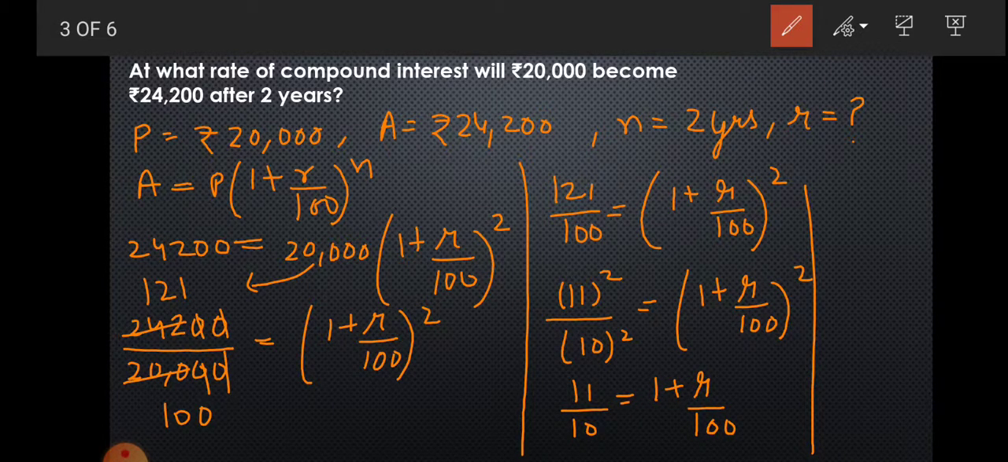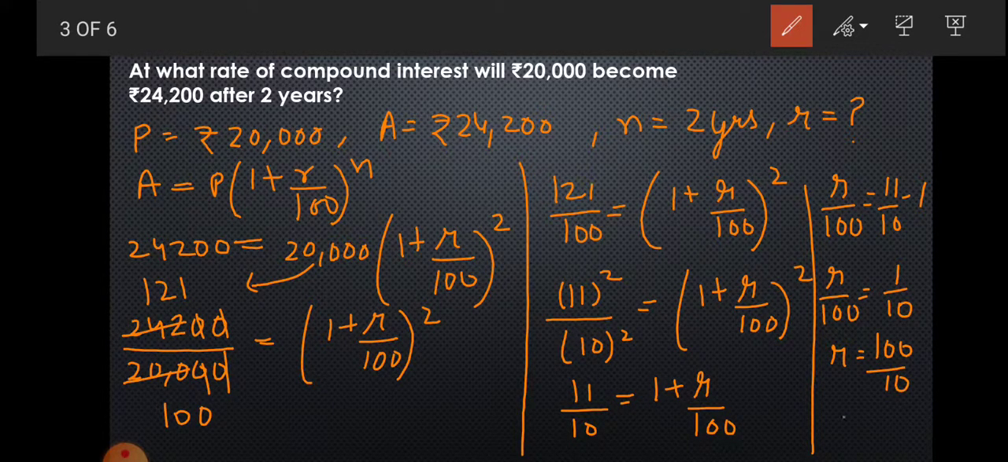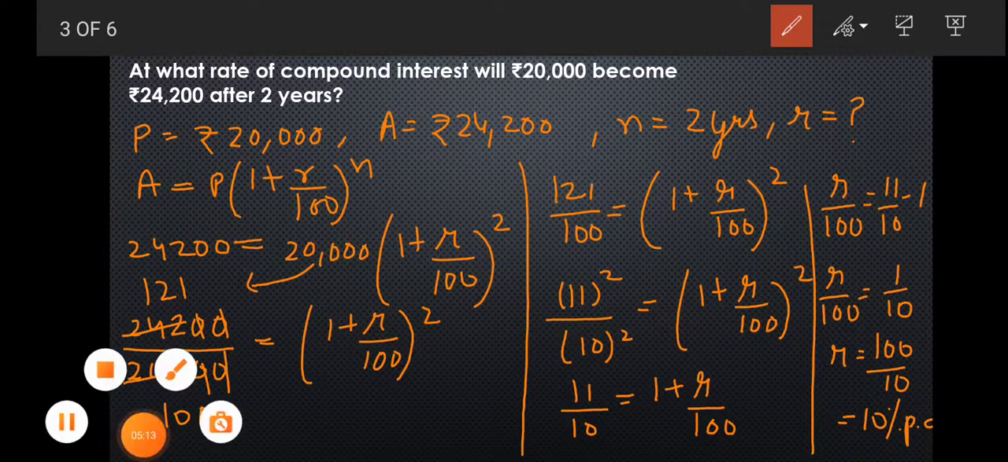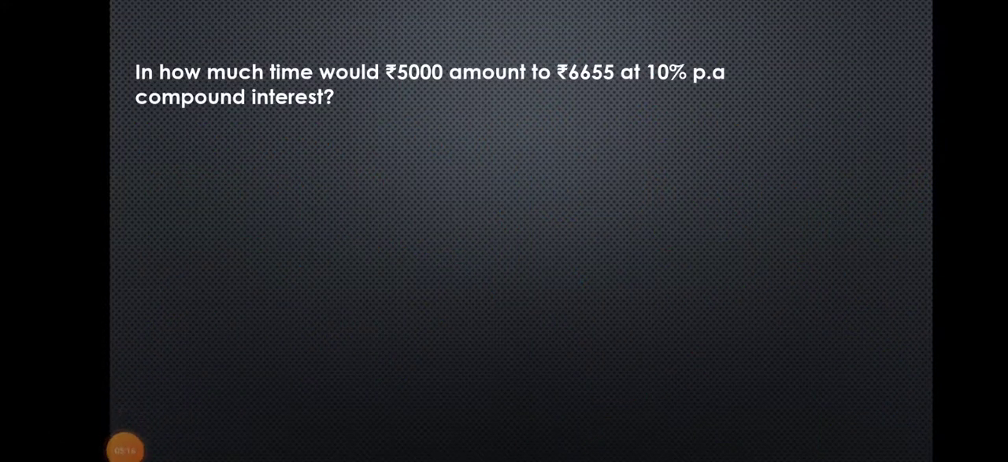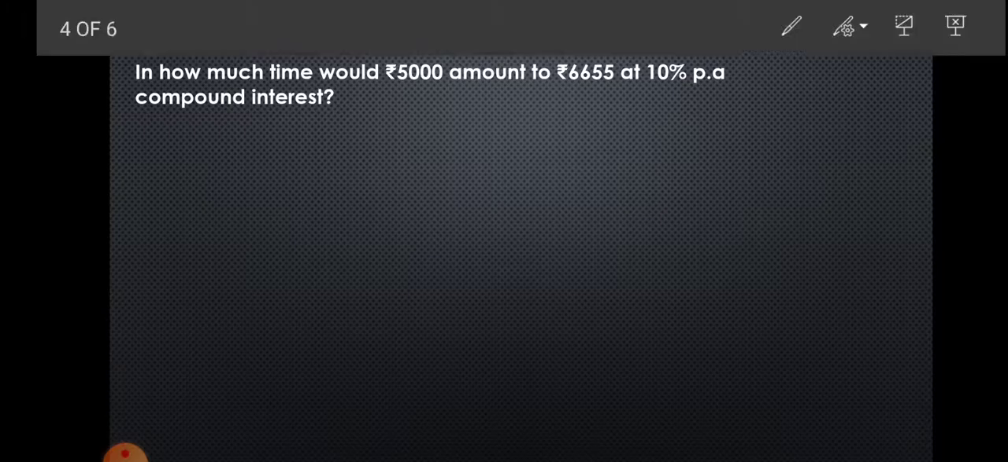On solving this, we get r by 100 is equal to 11 by 10 minus 1. r by 100 is equal to 1 by 10. So value of r is 100 by 10, which is 10% per annum. Next question, in how much time would rupees 5,000 amount to rupees 6,655 at 10% per annum compound interest?